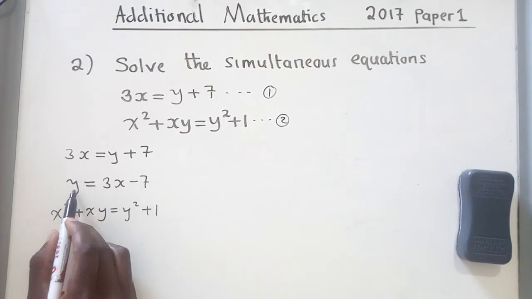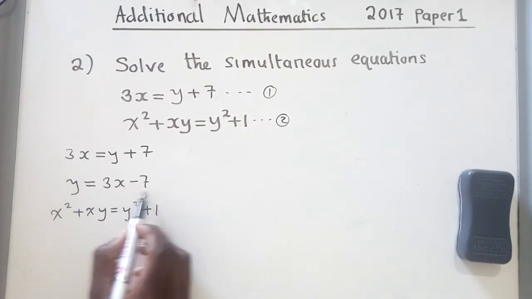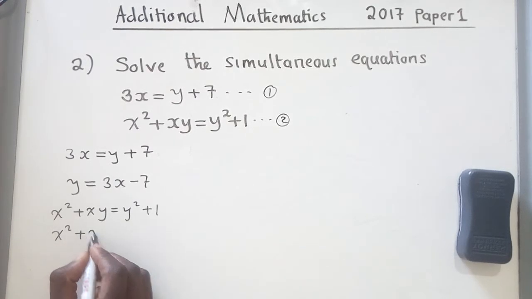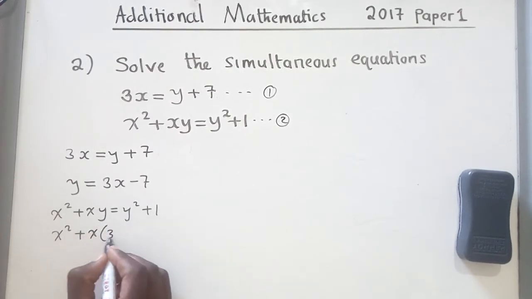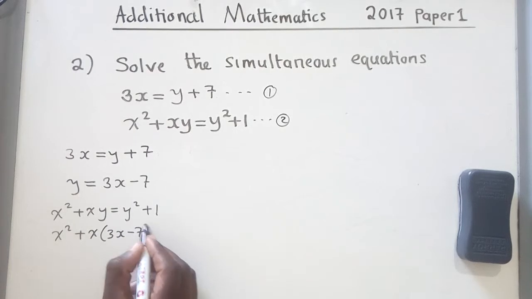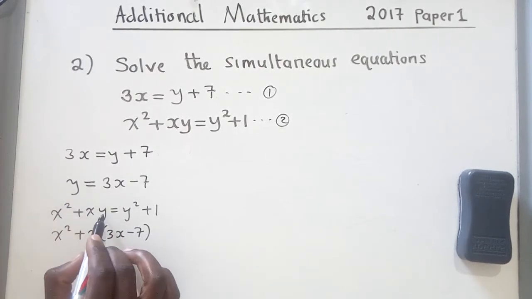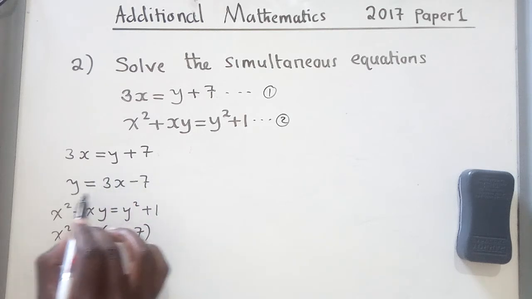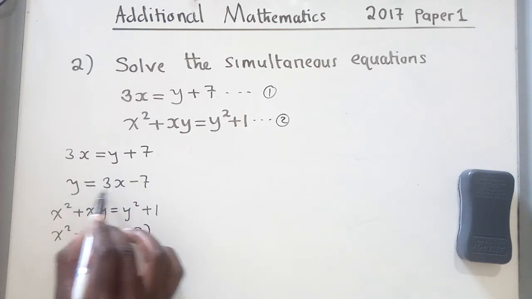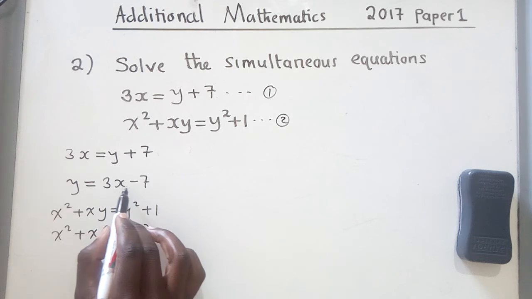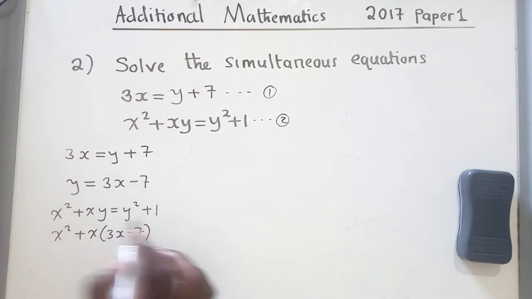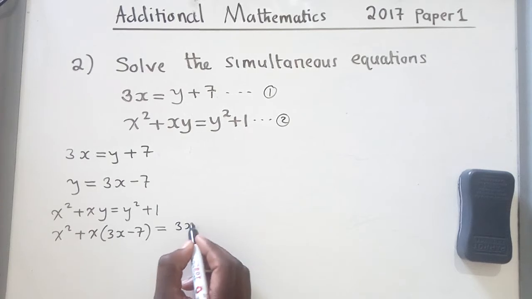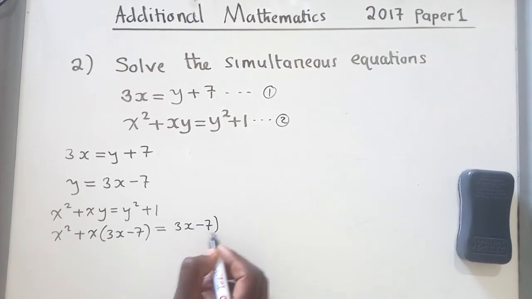And then we replace the y with what we have here. So it will look like this. We are replacing this y here with what it is equal to. So this y is equal to 3x minus 7. So we'll put it here, which is equal to, here we also replace. So we will have something like this.